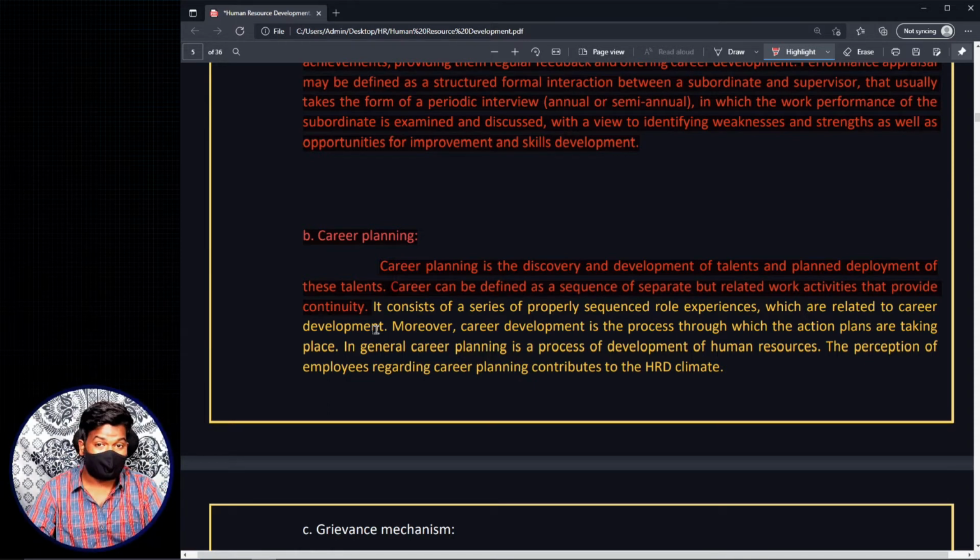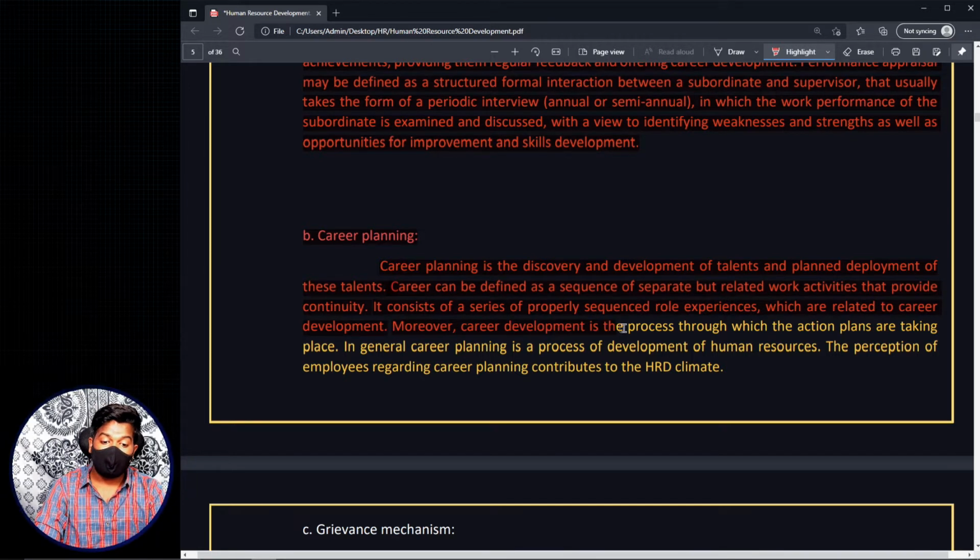To give you an exact definition, career can be defined as a sequence of separate but related work activities that provide continuity. It consists of a series of properly sequenced role experiences which are related to career development. Moreover, career development is the process through which the action plans take place. Both career planning and career development are related terms. That means career planning refers to career development, and career development refers to career planning. That's why I'm using career planning and career development interchangeably.